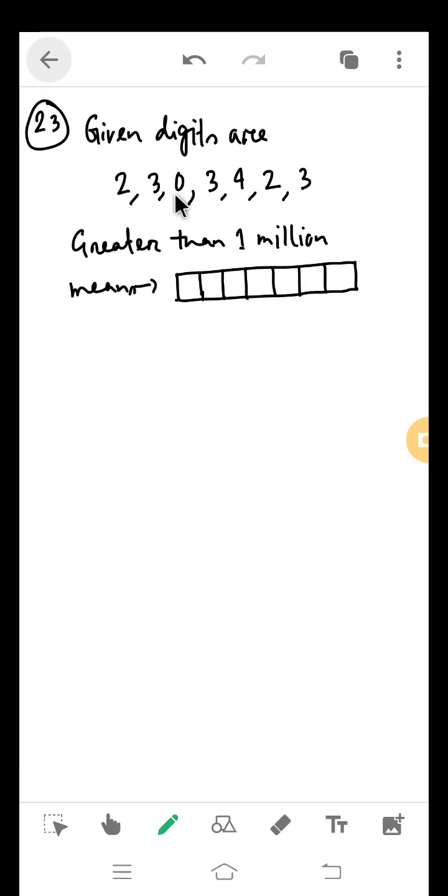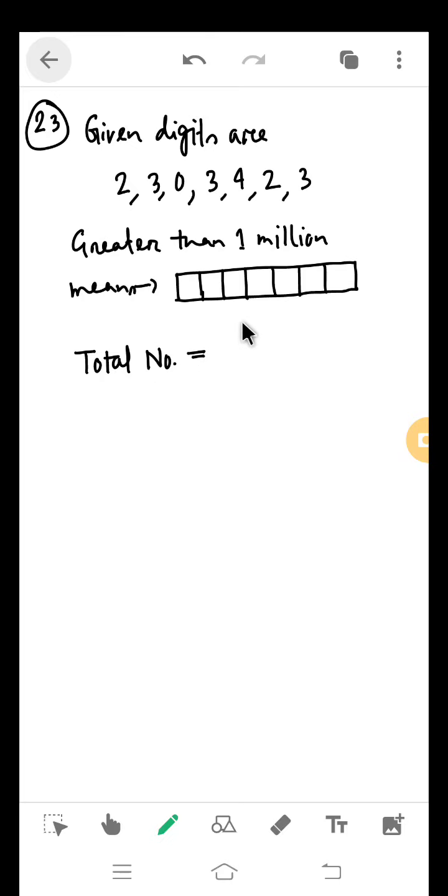So what to do? First you have to find out the total numbers that can be formed starting with any number. And then you have to find out how many numbers are starting with 0 among them. The numbers which are starting with 0 will be of 6 digits, so you have to subtract them from the total. Then the remaining numbers will be the numbers having 7 digits, greater than 1 million. That is the trick you have to use. So first you have to find out the total numbers without any condition.